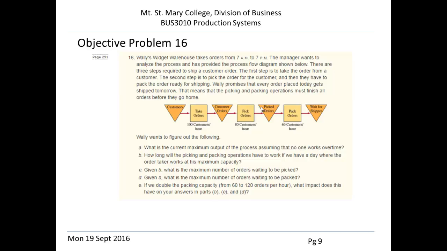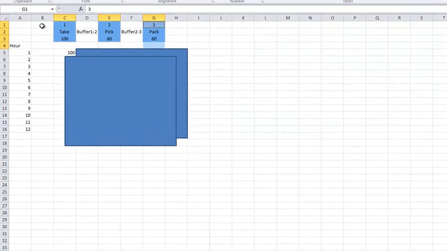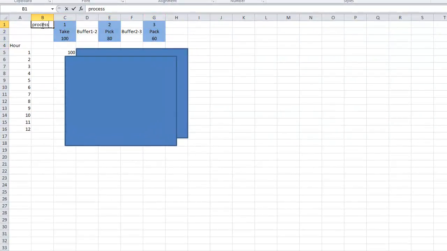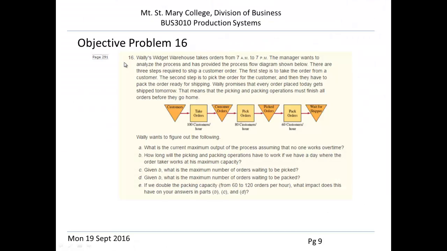Okay, so we can do it graphically, and I'll show you over in an Excel file here how that works. So I drew up something here that should help. Take a look at this. We have on the side here the hours through the day. Here's the first hour, second, third hour, fourth hour, all the way through 12 hours. That's how much we're nominally open, 12 hours a day. And across the top, we have Process 1, 2, and 3. That's the take process, the pick process, the pack process. So it just matches this diagram over here.